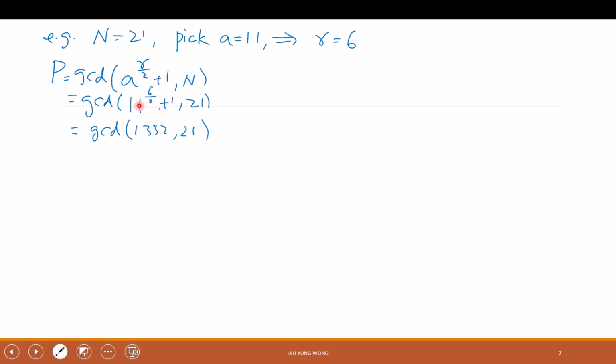A was 11, when A equal to 11, for this function, R equal to 6. So 11 to the power 6 divided by 2 plus 1, and then n, 21. This one, if you do the calculation, 11 to the power 3 plus 1 equal to 1332. Any questions?